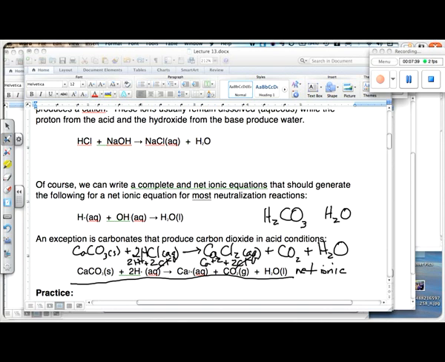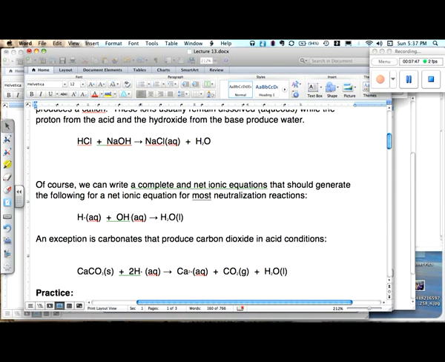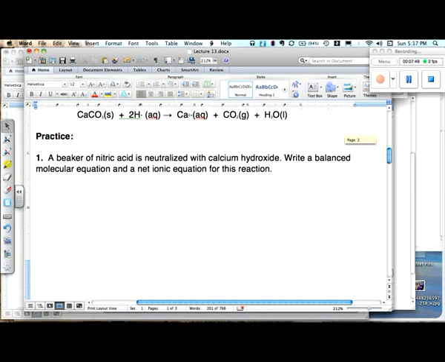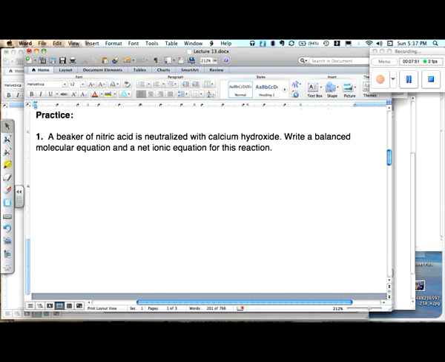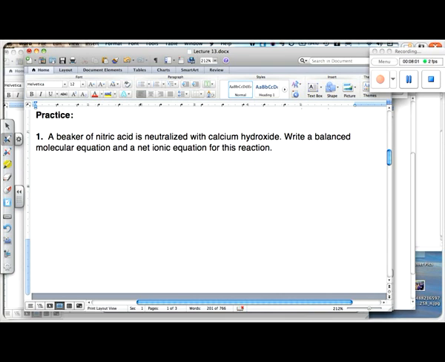Okay? All right, let's do some practice because this really is nothing new. It's just some different examples. Okay? All right, so we've got a beaker of nitric acid is neutralized with calcium hydroxide. Write a balanced molecular and a net ionic equation for this reaction. Probably need to write the complete ionic as well.